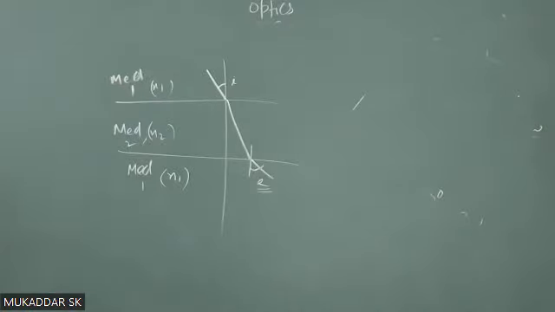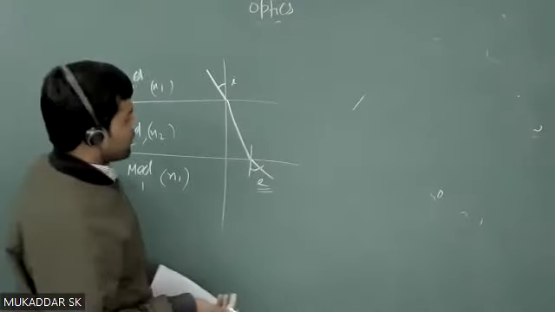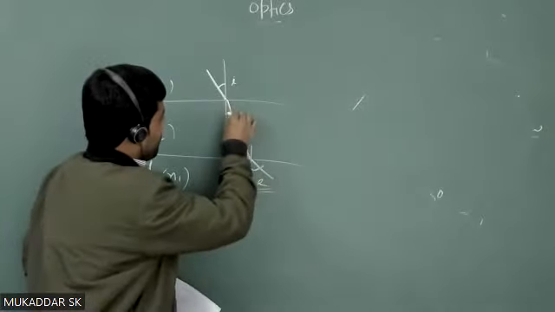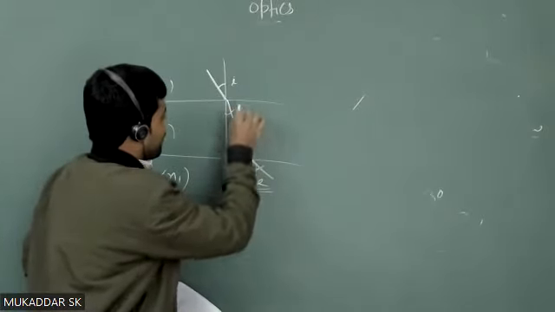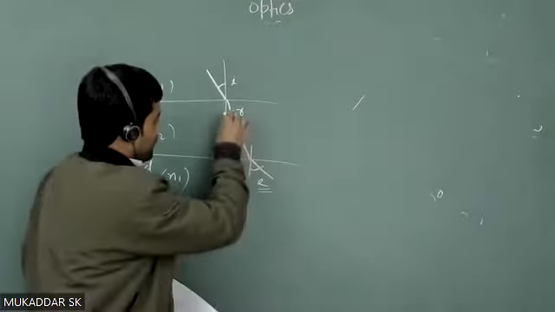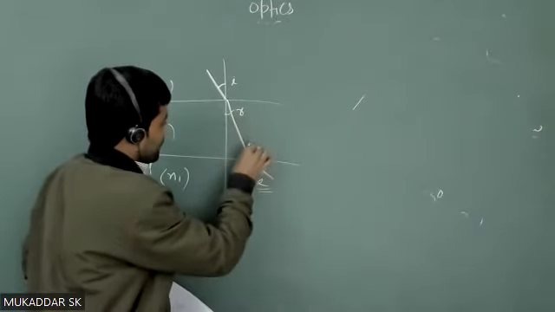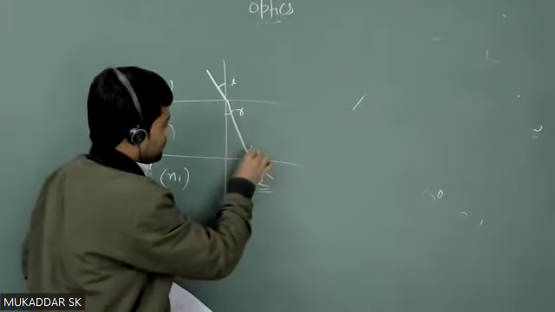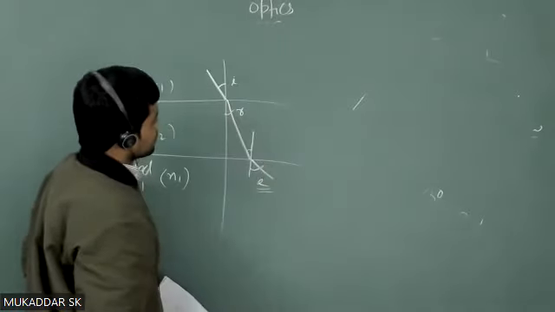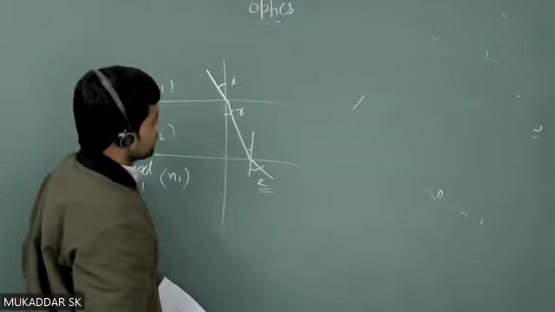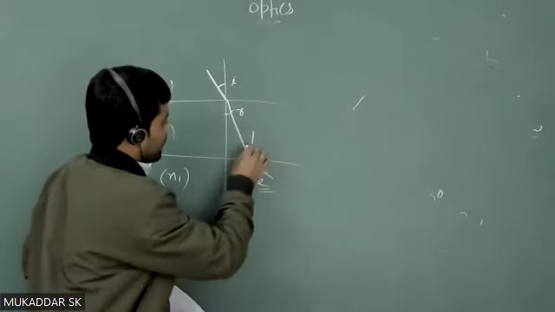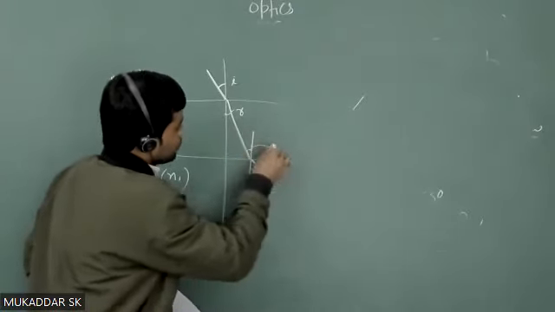कितना हो जाएगा? I is equal to angle E. Exactly. So this angle will be, let us assume this is the angle of refraction. Now if this angle is R, ये कितना हो जाएगा बताओ? R. It will be R. You calculate. It will be R.